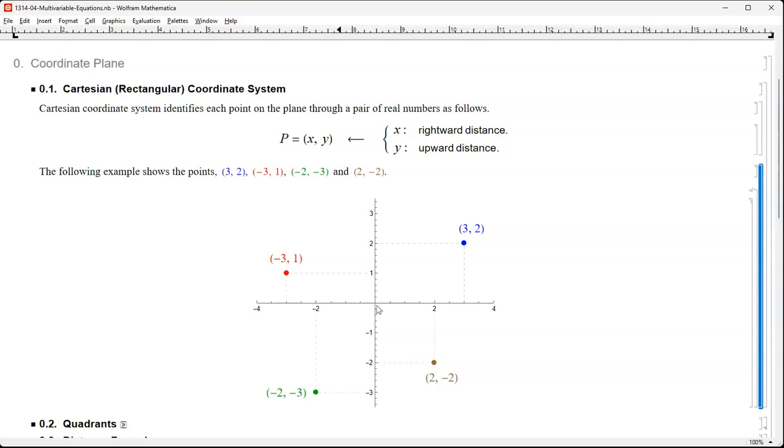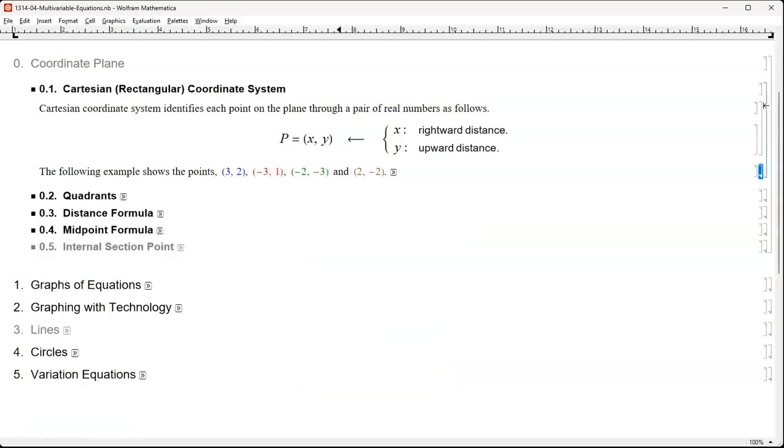Same goes for green. From the origin, 2 units to the left, because this is -2, so -2 units to the right, that means 2 units to the left. And then 3 units down. You see, it's -3, so -3 units up, which means 3 units down. And then from here, (2, -2), 2 units to the right, 2 units down. You see, -2 units up means 2 units down.